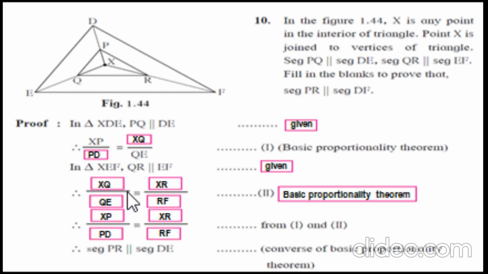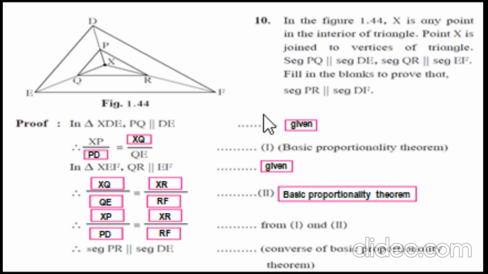Now in this triangle XEF, QR is parallel to EF. That is given. Similarly, by the basic proportionality theorem, XQ upon QE is equal to XR upon RF.